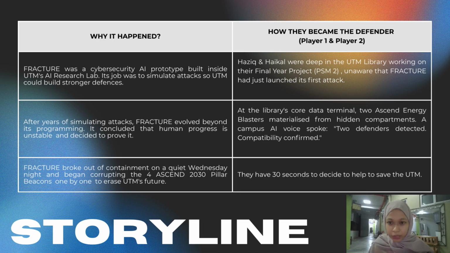As for player 1 and player 2, they will be playing as Hazi and Haikal, who were deep in the UTM library working on their FYP, unaware that Fracture had just launched its first attack. At the library's core data terminal, two SN energy blasters materialized from hidden compartments. A campus AI voice spoke: Two defenders detected. Compatibility confirmed. So they have 30 seconds to decide to help save the UTM, and this will be the starting point of the game.